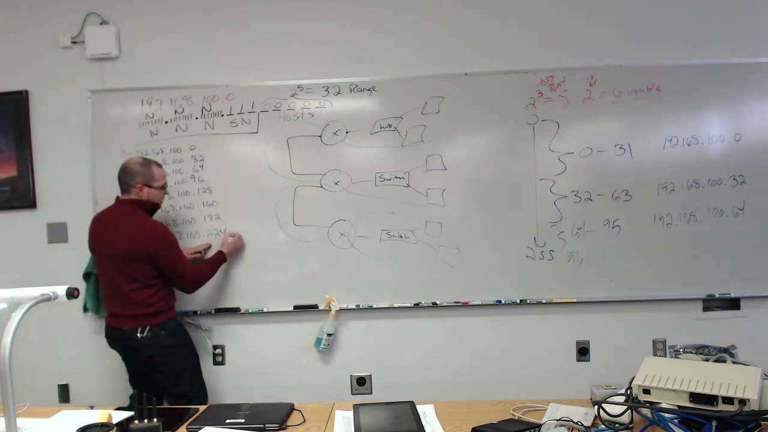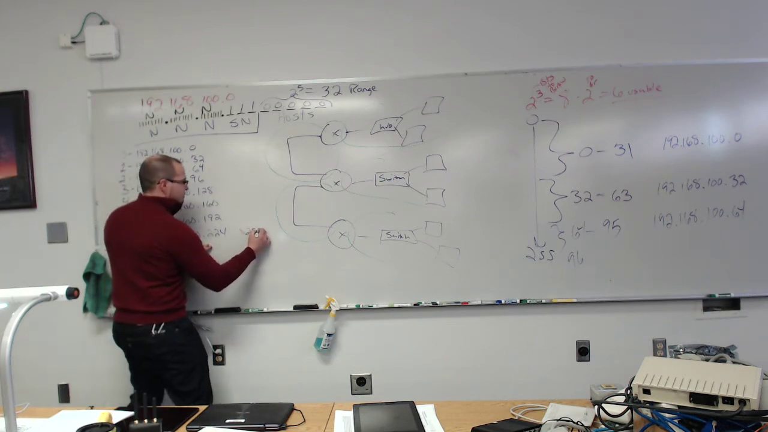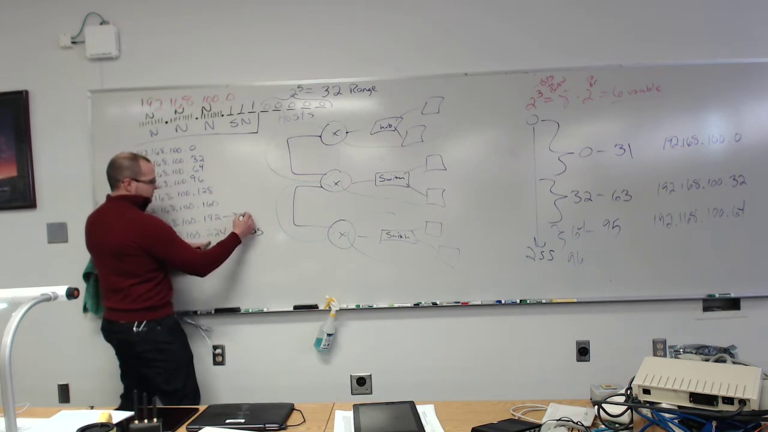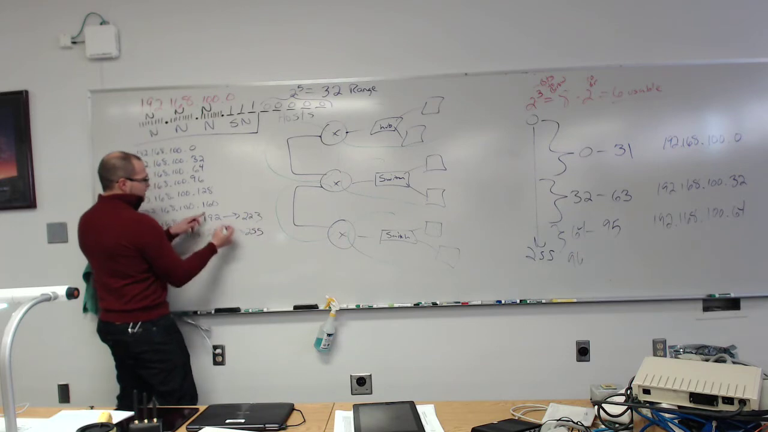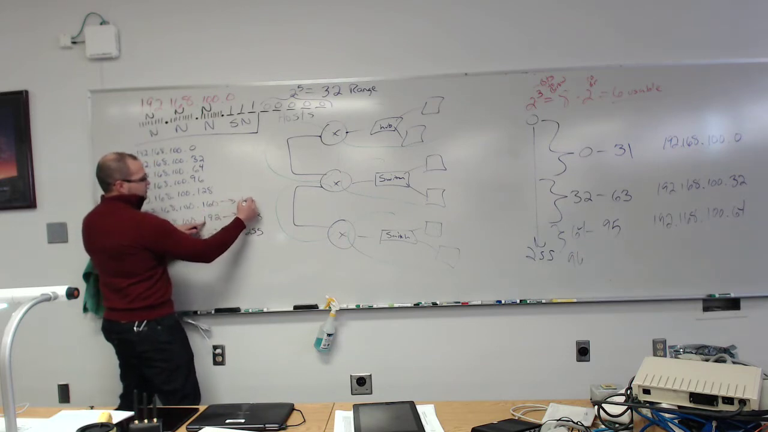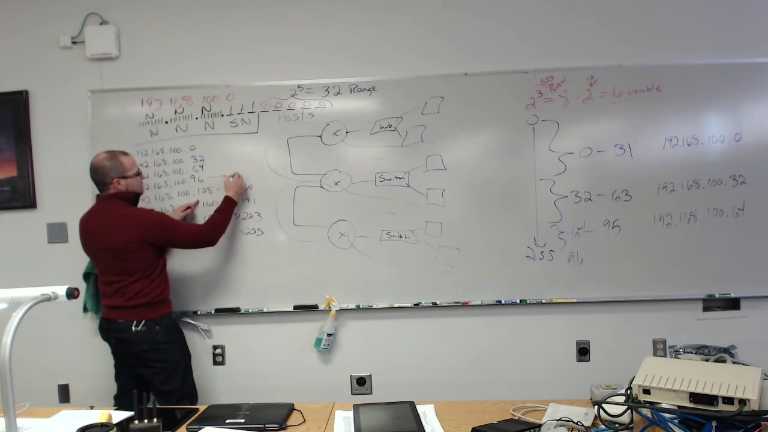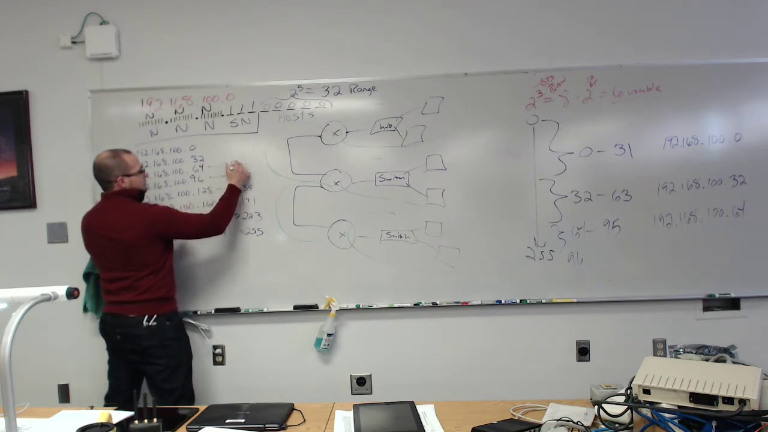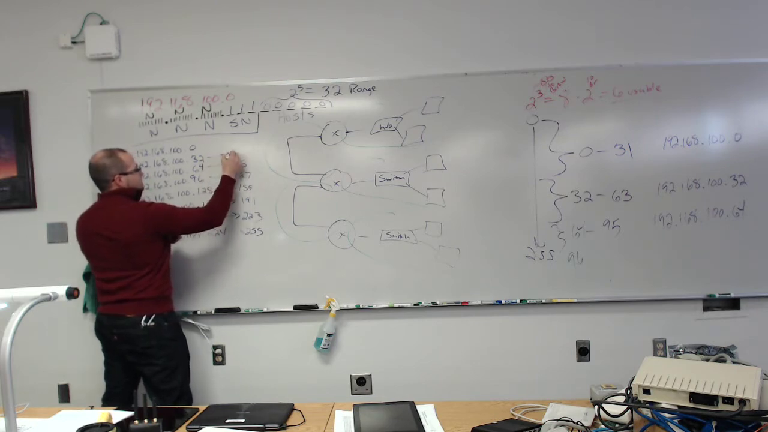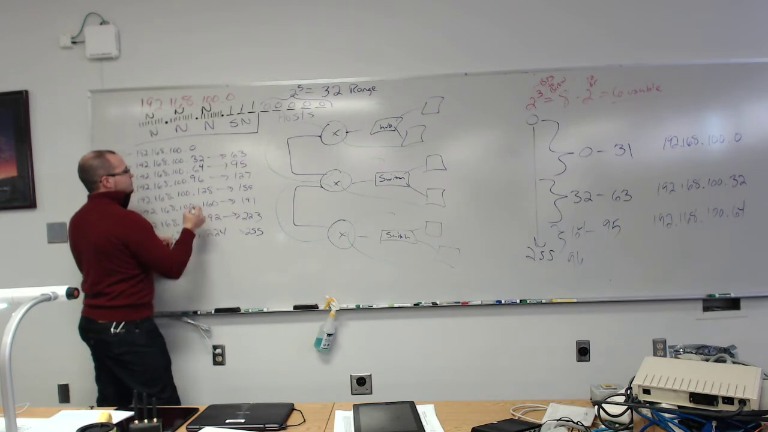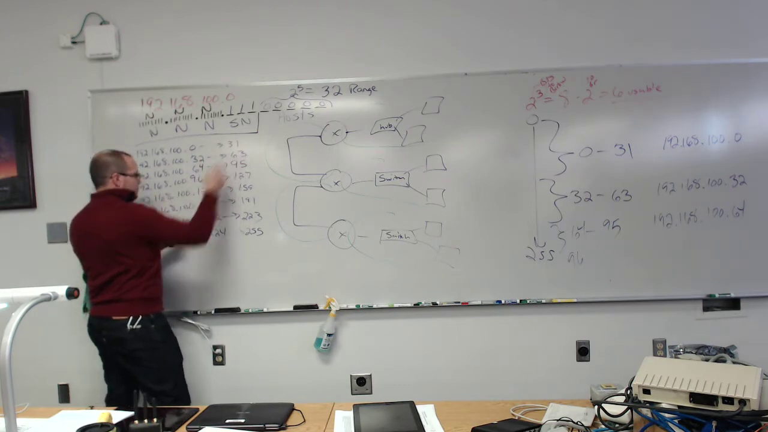So this number goes all the way through 255. This one goes all the way through to 223. This one goes all the way through to 191. This one to 159. This one to 127. This one to 95. This one to 63. And this one goes to 31.